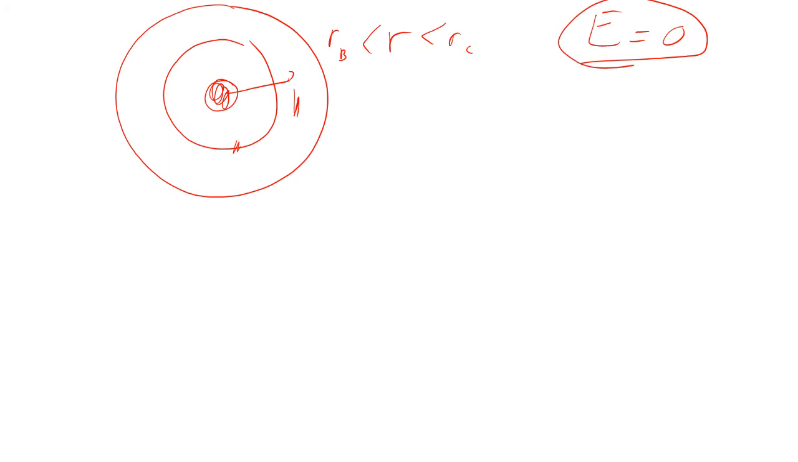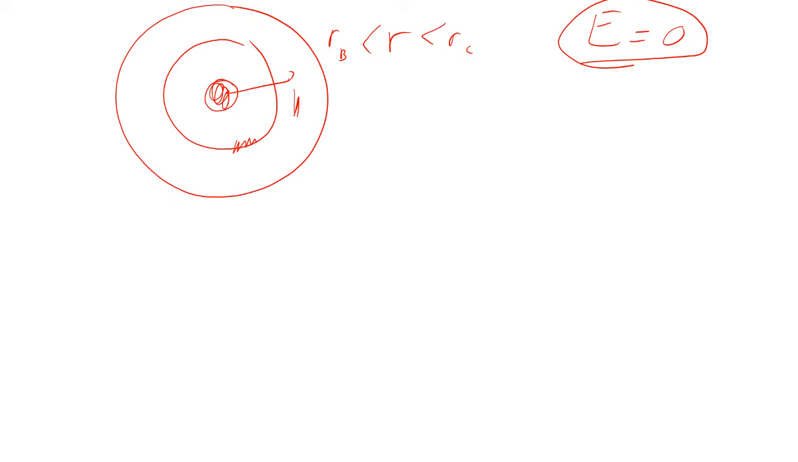Okay, so now the next question is, what about if R is between RB and RC? Well, that's going to be inside that spherical shell, and if it's a conductor, the electric field is 0. So we know that. So the next question is, what about the inner surface?